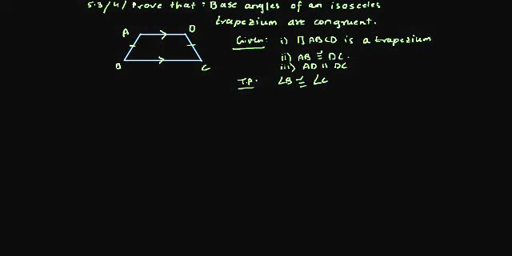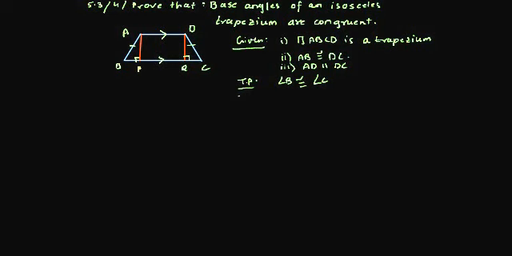Very easy sum. There is a construction. Construction is, from point A, draw perpendicular on BC, and from point D as well draw perpendicular on BC. Let us name these points as P and Q. These are perpendiculars drawn.